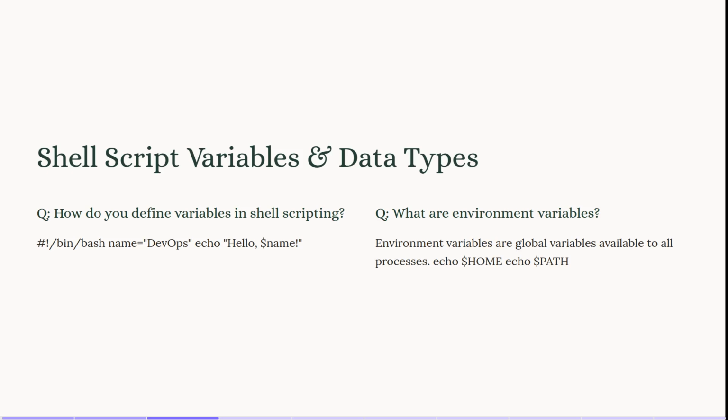The export command lets you share your variables with child processes. Think of it like passing down information from parent to child. Okay, that makes sense. So far, we've talked about words and variables. But what about doing calculations or comparisons? Can shell scripts handle that too?